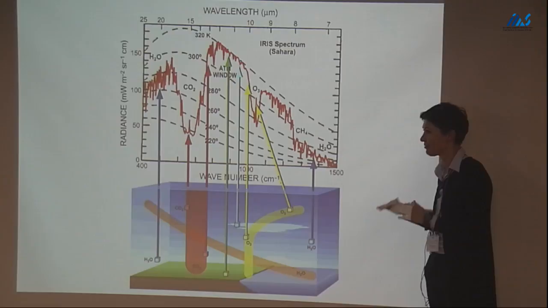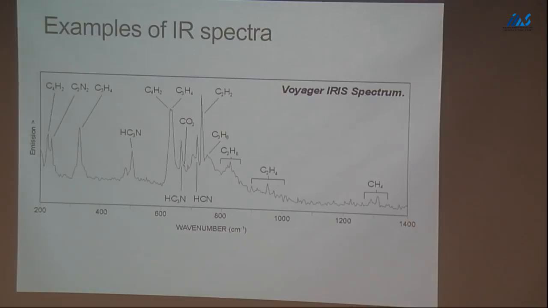Maybe I should have started by Titan. Are these features in emission or absorption? Yes. There is a strong stratosphere on Titan, and that's why you're seeing all these Q branches in emission.